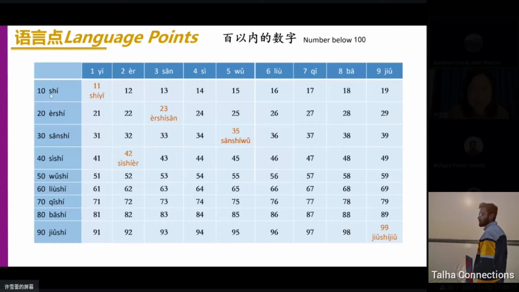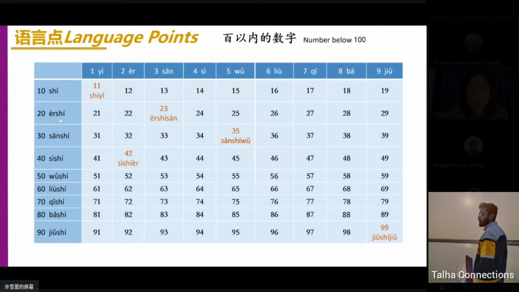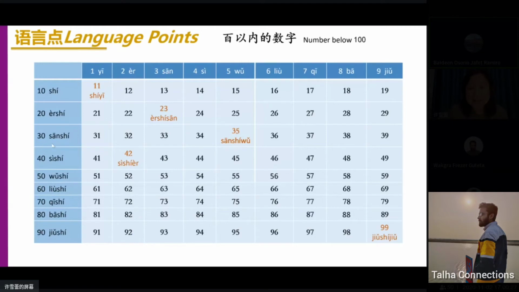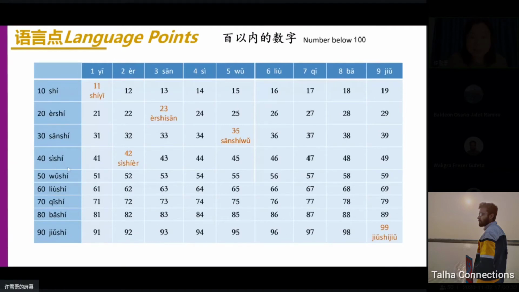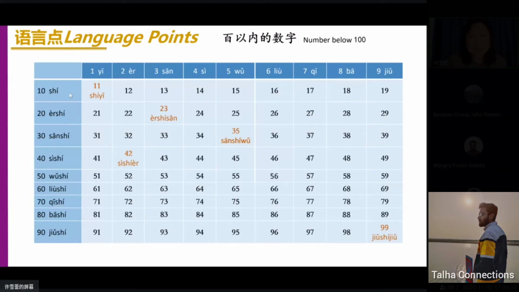And this column, that is 10. And 20, 30, 40, 50, 60, 70, 80, 90. All right, try reading after me.